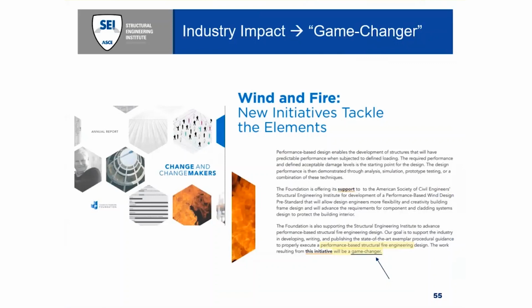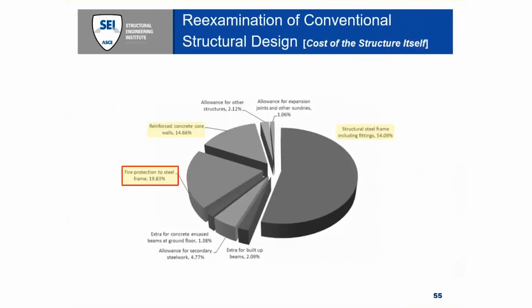As a start, I've shown here the annual report from the Charles Pankow Foundation. And here the foundation reaffirms their belief that structural fire engineering will be a game changer for the United States. And being an organization that's focused on promising technologies for the AEC sector, their strong endorsement of this method is very promising, and we're very thankful for that. So as structural fire engineering gains traction in the United States, how can it affect the economy of construction?